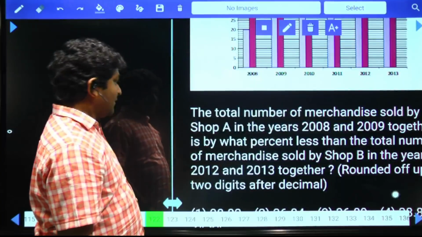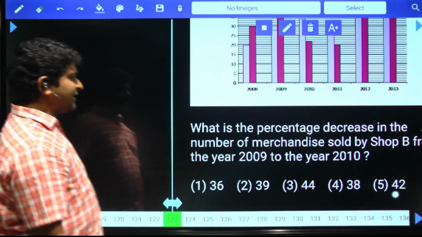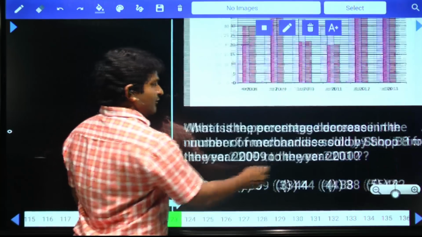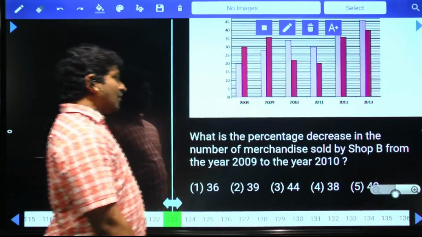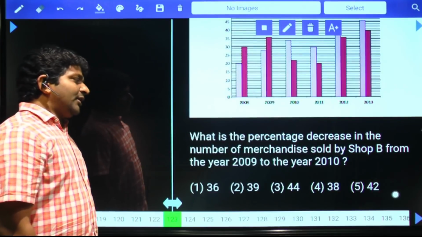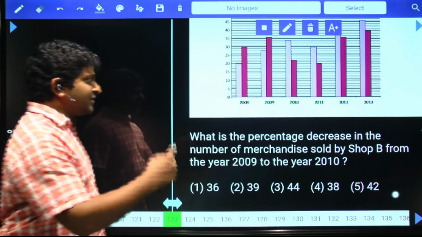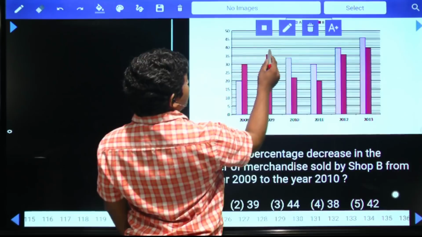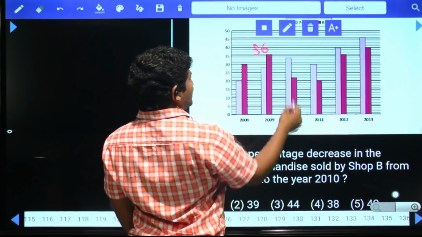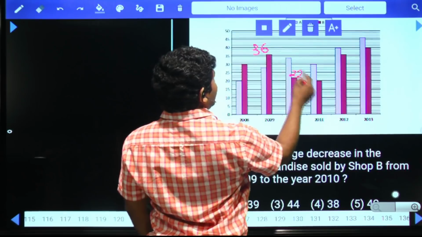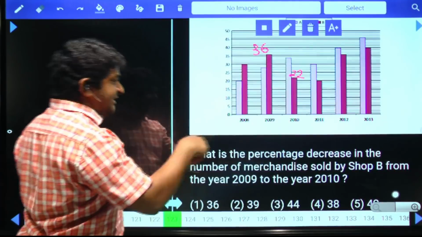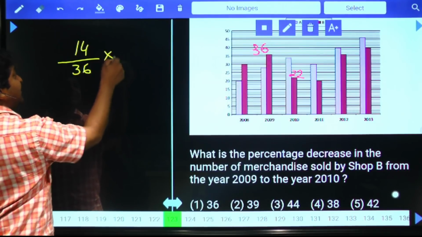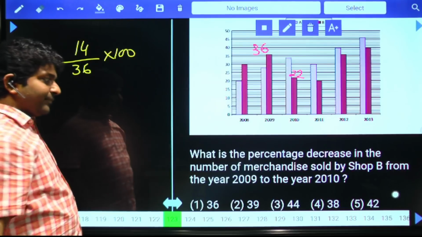Next, 123. The percentage decrease in the number of merchandise sold by shop B from the year 2009 to the year 2010. From 2009 to 2010, by how much percentage did it decrease? That is the question asked. In 2009, B value we have 36 and in 2010 we have 22. 36 becomes 22, decreased by how much? 14. From which number? 36, percentage into 100.